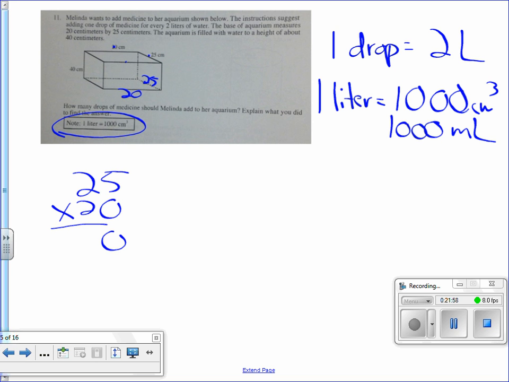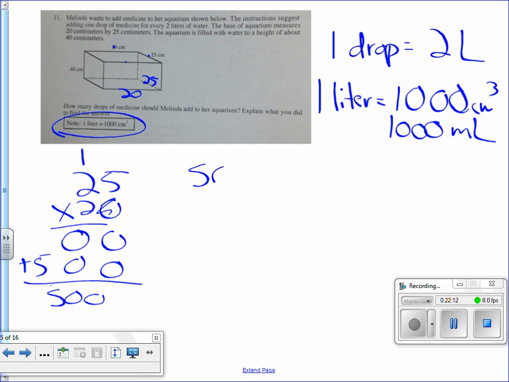0 times 5, 0. 0 times 2 is 0. Place value, 2 times 5 is 10. 5. Add these up. Got 500. 500 is my base.